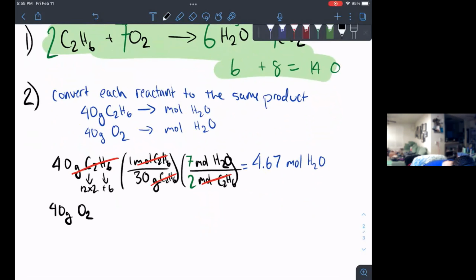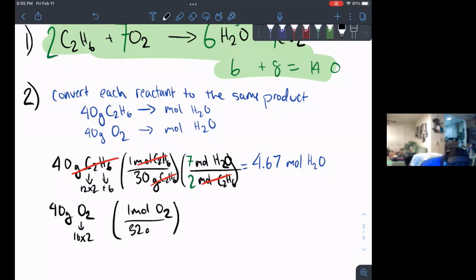40 grams O2, which that's just going to be 16 times 2. 1 mole O2 on the top. On the bottom, we're going to have 32 grams of O2. And so we're going to multiply that by pretty much the same thing. We have mole O2 on the bottom, and we have mole H2O on top. And our coefficients are going to be 7 and 6.